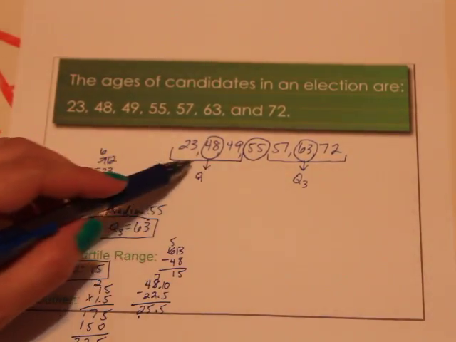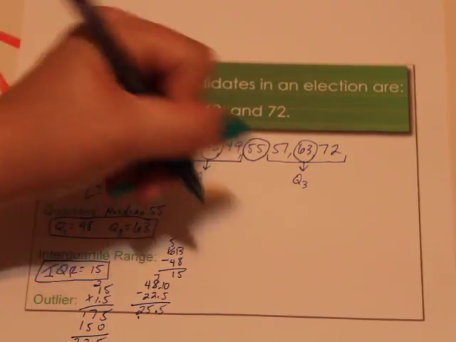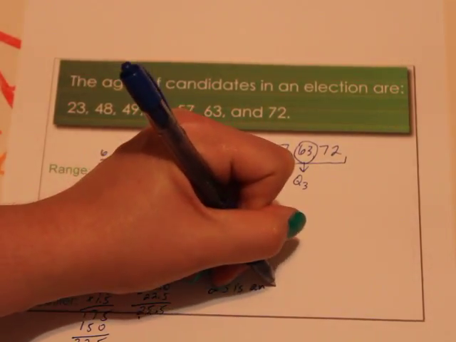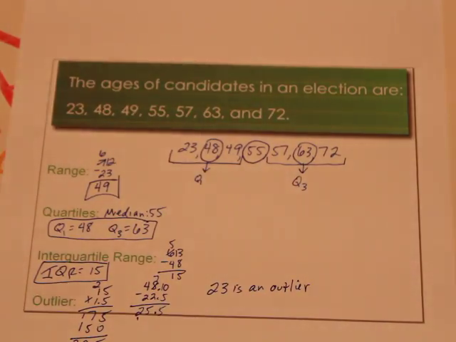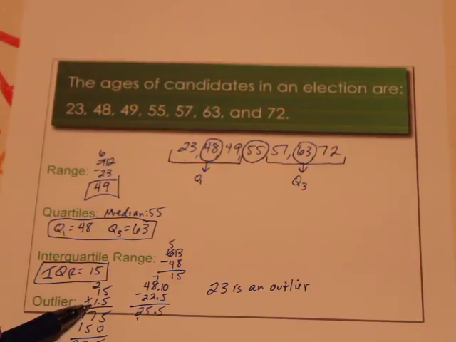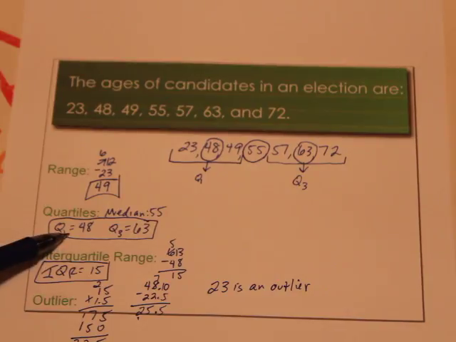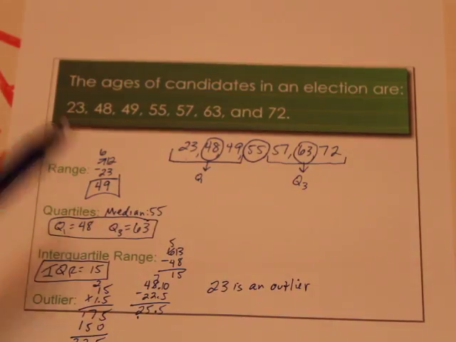Do we have any numbers below 25.5? Yep, 23. So 23 is an outlier. Okay, because you look at the interquartile range, it is 15. We multiplied it by 1.5, and we subtracted that number from Q1, which was 48. It told us 25.5. If there's anything under 25.5, that's going to be an outlier. 23 was under that, so 23 is an outlier.